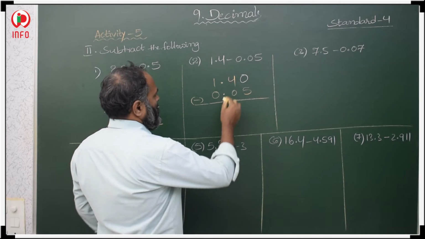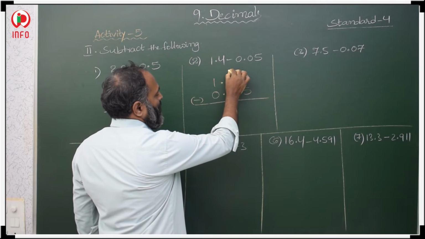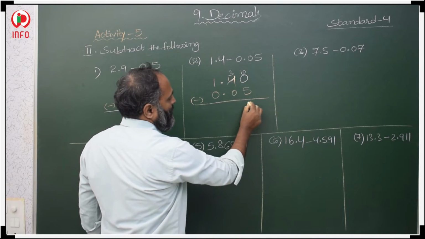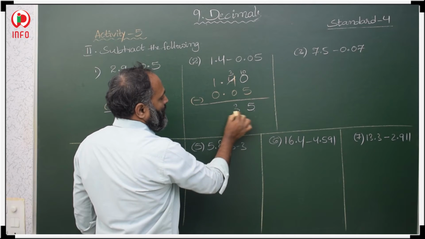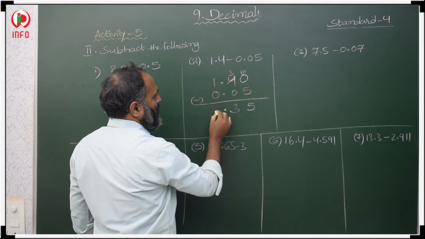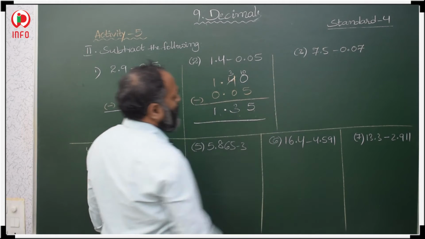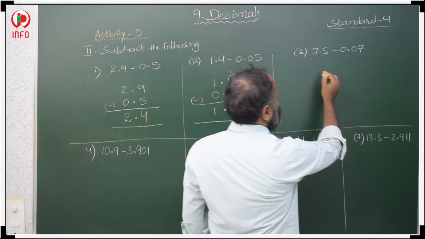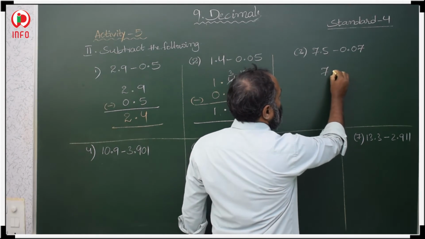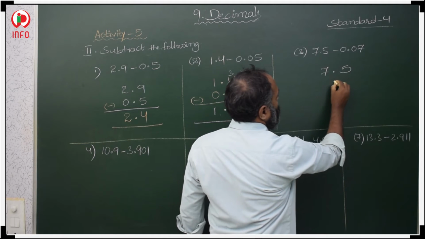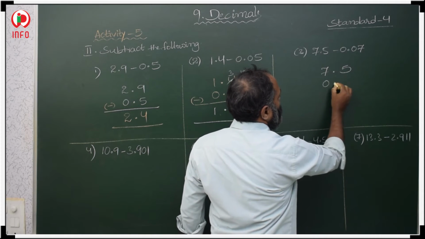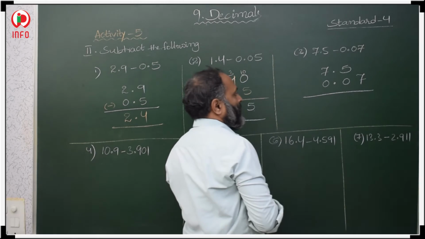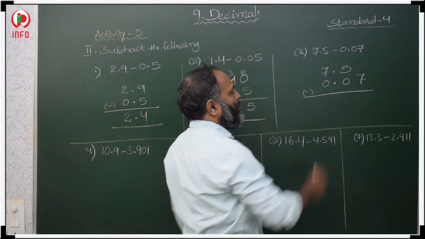First we have to take carry here. Here it will get 3 and here 10. 10 minus 5 is 5. 3 minus 0, 3. Then after that decimal. 1 minus 0, 1. 1.35. Next 7.5. Then after that point 0.07. Now subtract, minus. Add up zeros.